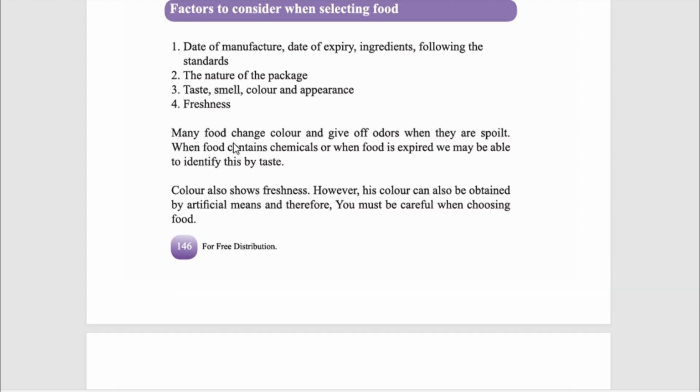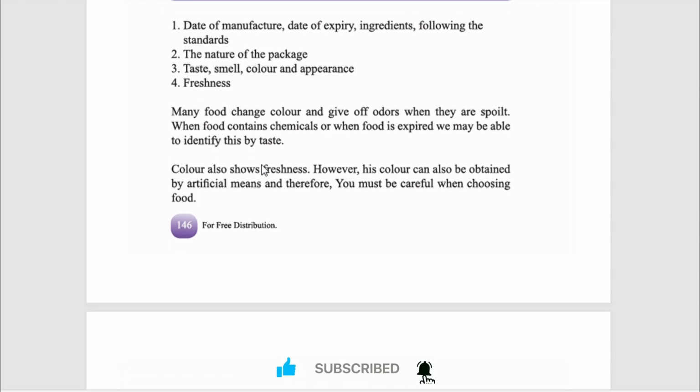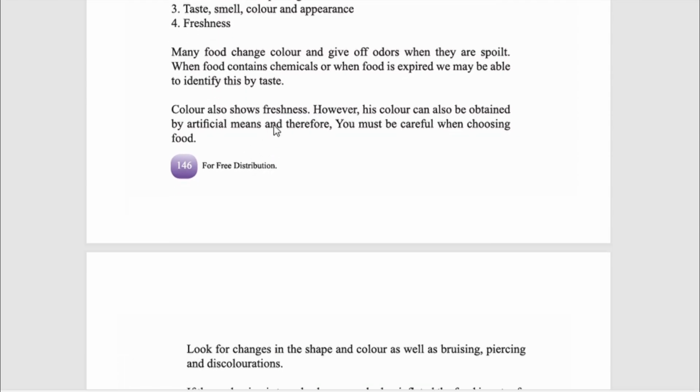Many foods change color and give off odors, meaning bad smell, when they are spoiled. When food contains chemicals or is expired, we may be able to identify this by taste. Color also shows freshness. However, this color can also be obtained by artificial means, and therefore you must be careful when choosing food.